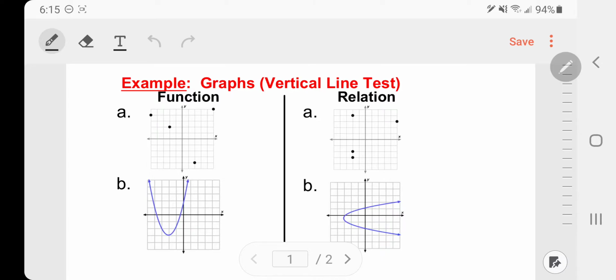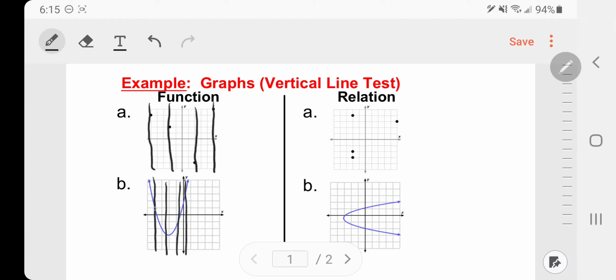Okay, so looking at the left, if I was to draw a vertical line through any of these points, it only crosses a single point using any of those vertical lines, so that proves that it is a function. Okay, same thing goes for B here. No matter where I draw a perfectly vertical line, each of these individual lines only crosses my graph at one point.